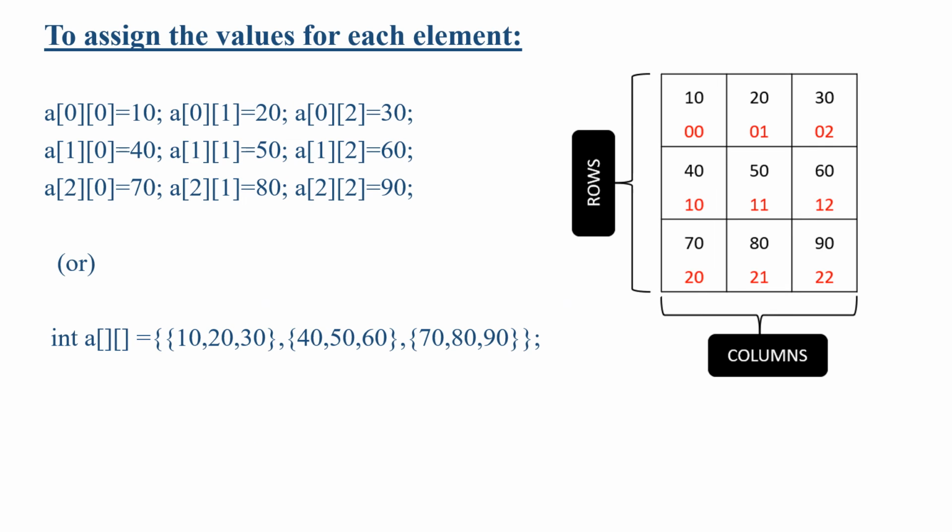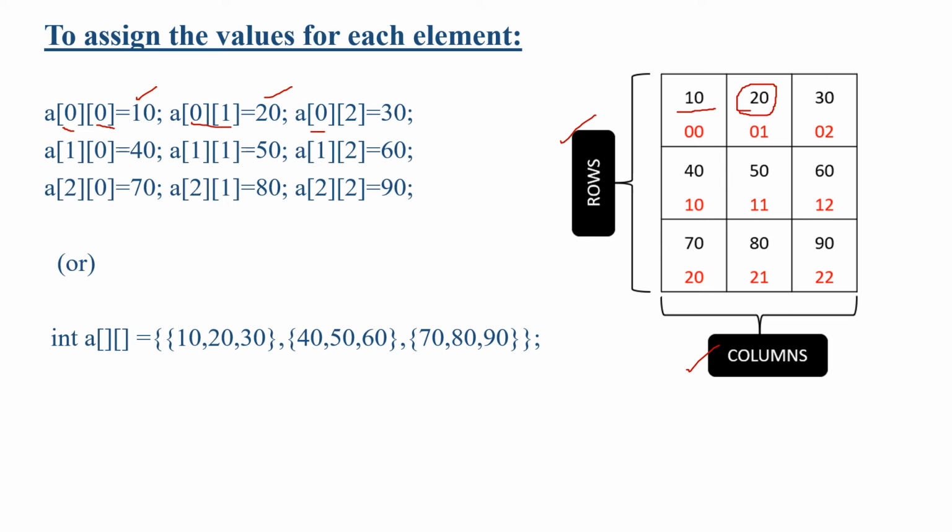Now let us see how to assign the values for each element in two-dimensional array. As I said earlier, in two-dimensional array, the elements will be arranged in rows as well as in columns. Now look here, the first one represents row and second one represents column. So 0th row and 0th column, the element is assigned with the value 10. 0th row and first column, the element is assigned with the value 20.